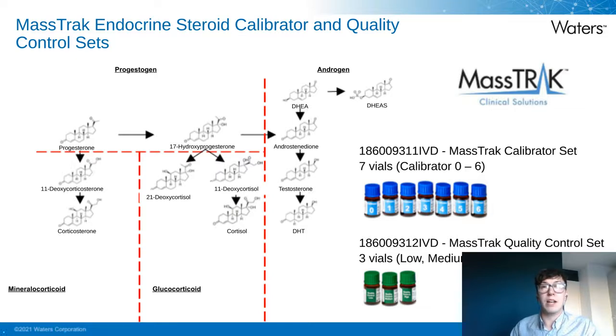So this is the MassTrak Endocrine Calibrator and quality control sets, and these contain 12 steroid hormones in lyophilized serum. These include progesterone, 11-deoxycorticosterone, corticosterone, 17-OHP, 21-deoxycortisol, 11-deoxycortisol, cortisol, DHEA, androstenedione, testosterone, DHT, and DHEAS. There are 7 calibrator vials in total, which also includes a calibrator 0, and 3 QC vials at low, medium, and high concentrations that span the calibration range.